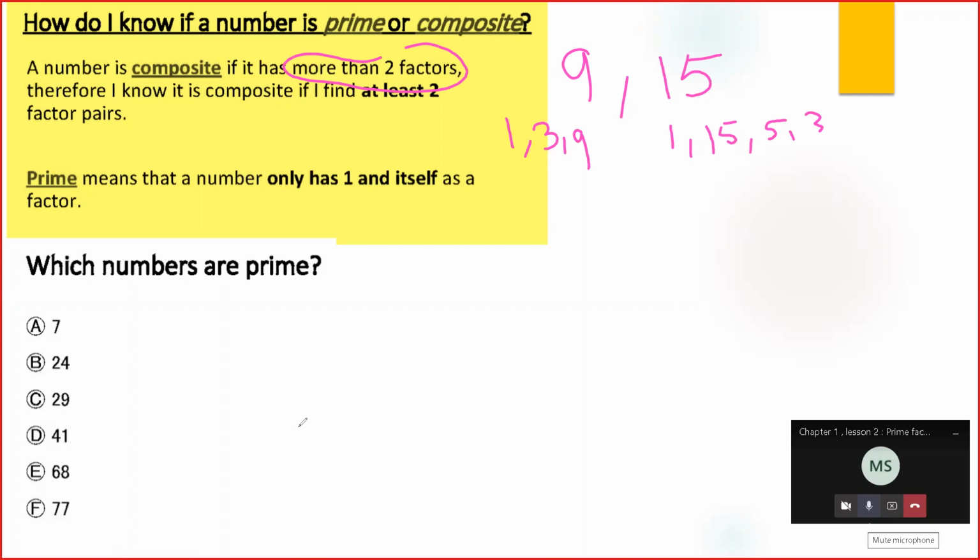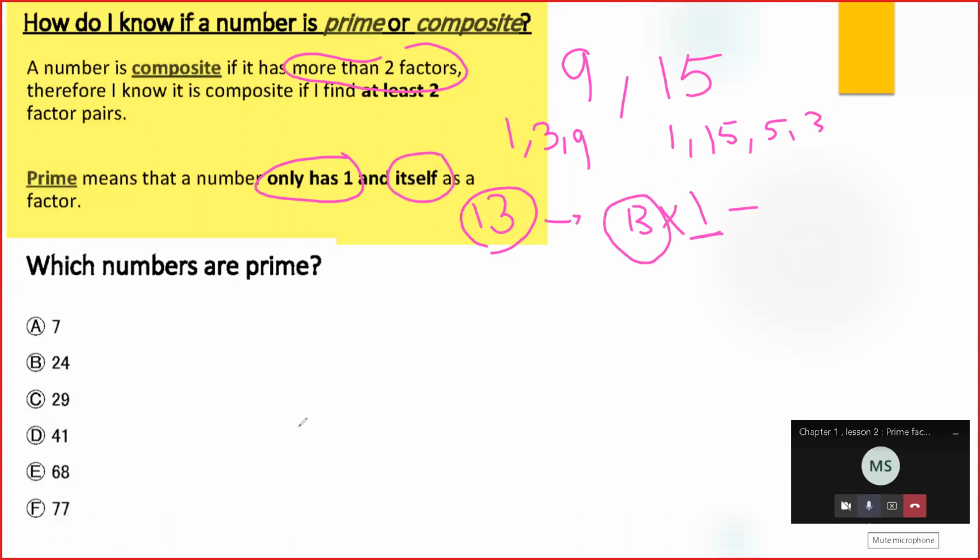But if the number has only 2 factors, one of them is 1 and the other one is itself, we say that this is a prime number. Like number 13. 13 is 13 times 1. If you have only 1 and itself, this is a prime. But if we have 2 or more different factors, this will be composite. This is the difference between prime and composite.